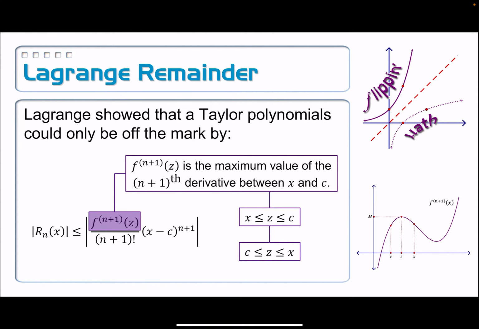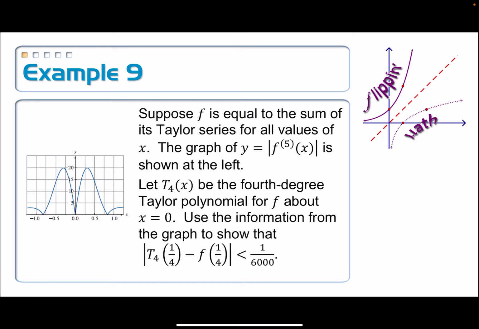So in our last example, not only for this lesson, but for the entire unit, we have: suppose f is equal to the sum of its Taylor series for all values of x. The graph of y equals the absolute value of the fifth derivative of f is shown at the left. Since this is absolute value, chances are there was some part of the graph down there and I reflected it up above.